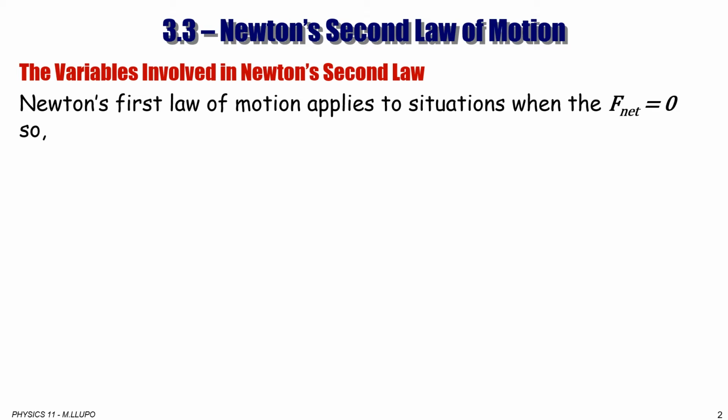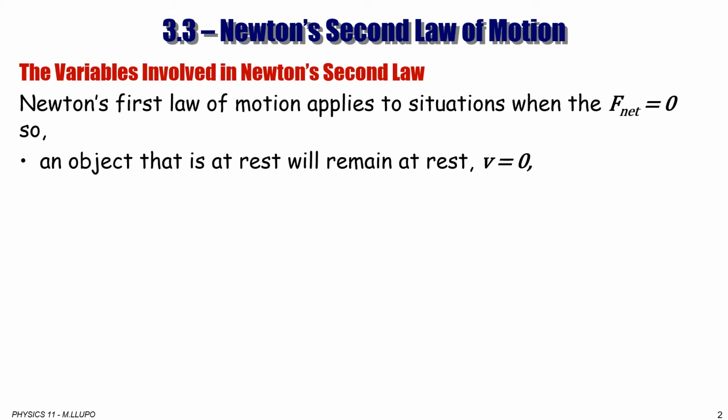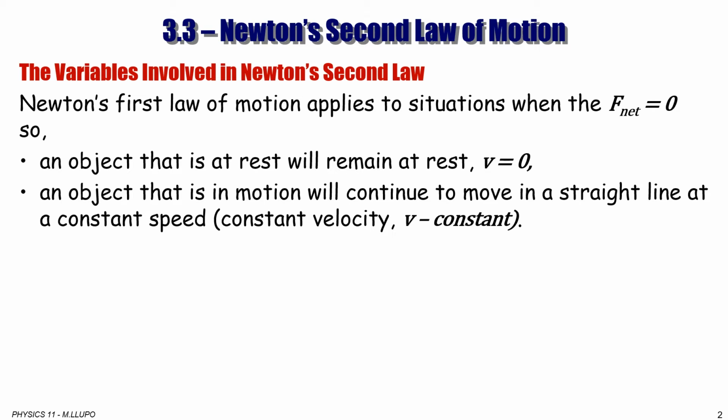When F net is 0, an object at rest will remain at rest, so velocity will stay 0. And if the object is in motion, it will continue to move in a straight line at a constant speed, that means with a constant velocity. In both cases, since there is no change in motion, there is no change in velocity, and acceleration is 0.